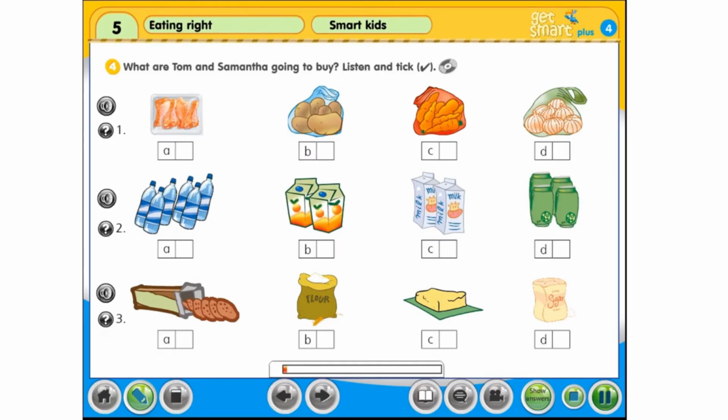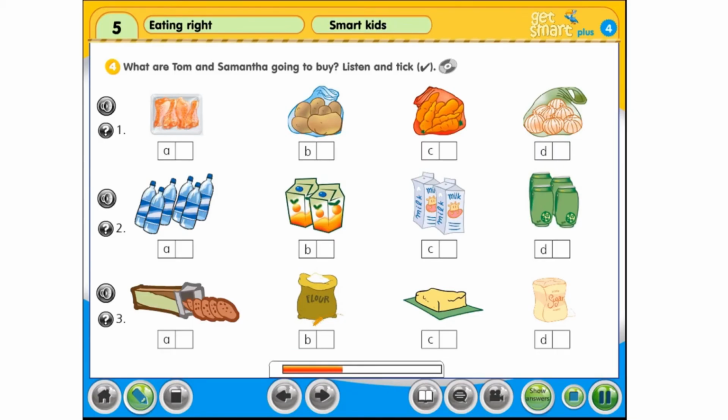4. What are Tom and Samantha going to buy? Listen and tick. 1, What do we need for dinner tonight? Do we need any vegetables? We've got some carrots and a bag of onions, but we haven't got any potatoes. Can you get a bag of potatoes, please? Sure.